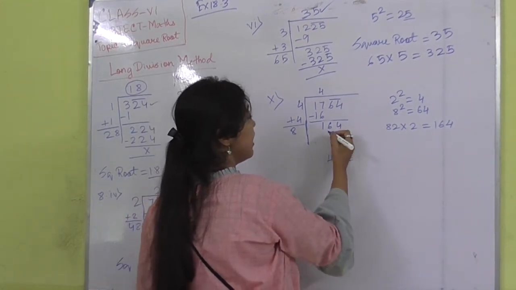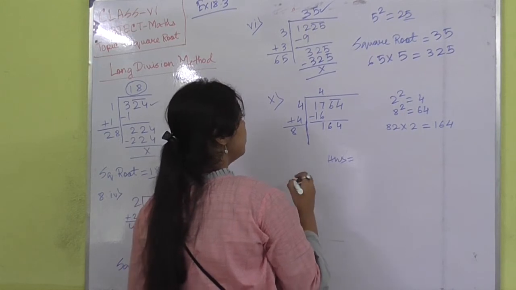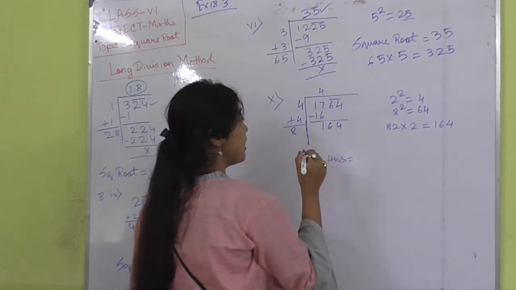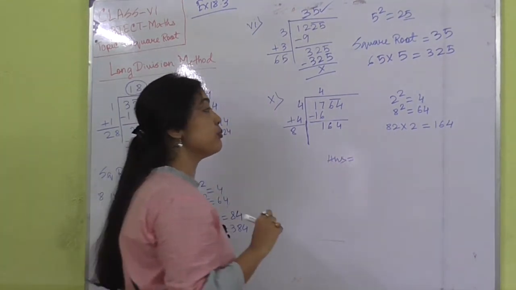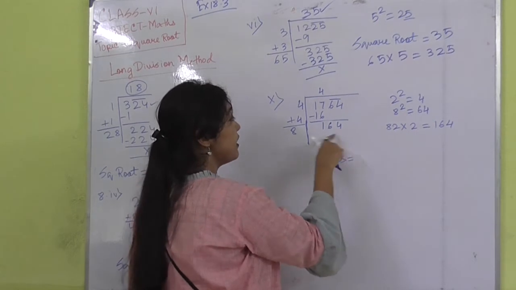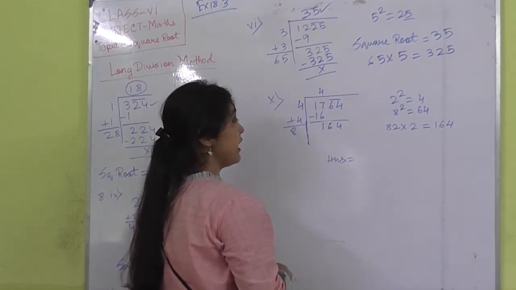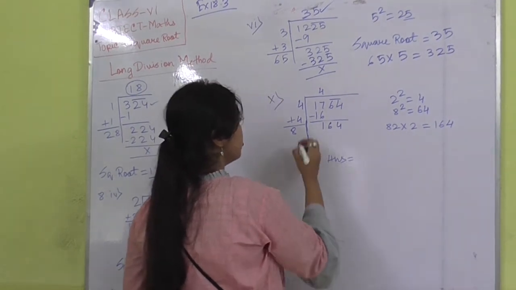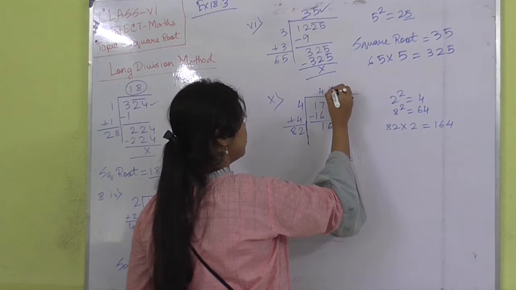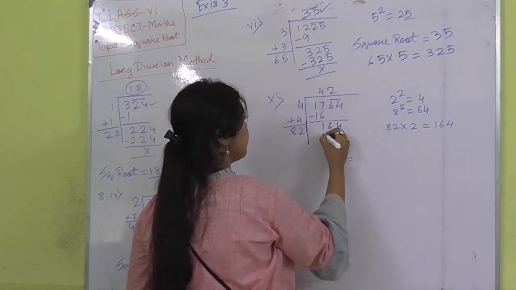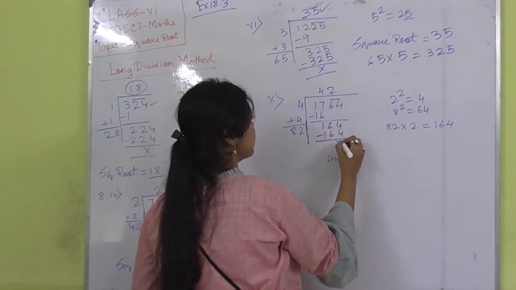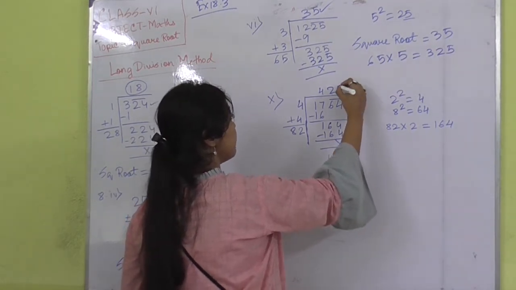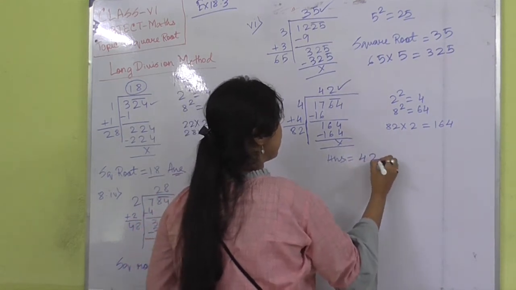Now we are having 164. Now 2 square is 4 and 8 square is 64. You have to take a number whose unit place will also be 4, because we are having 4 over here. Now if we multiply 82 into 2, it is coming as 164. So we will take 2 over here. Hence it is cancelling out. So the square root of 1764 is coming as 42. So the answer is 42.